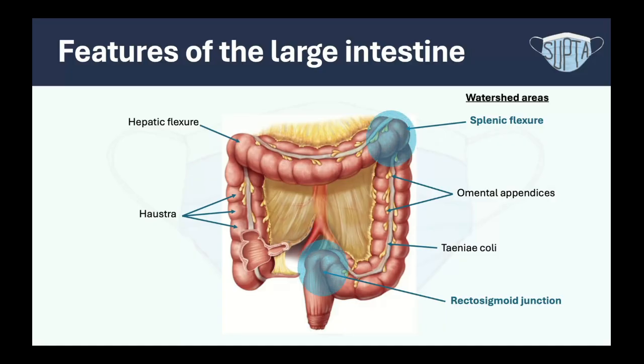And before we move on, I want to talk about these watershed areas. And so these are regions of the bowel that receive the dual blood supply from 2 large arteries. And because they're at the edge of both blood supplies, the blood flow is relatively weaker compared to the rest of the colon. And the main watershed areas are the splenic flexure and the rectosigmoid junction.